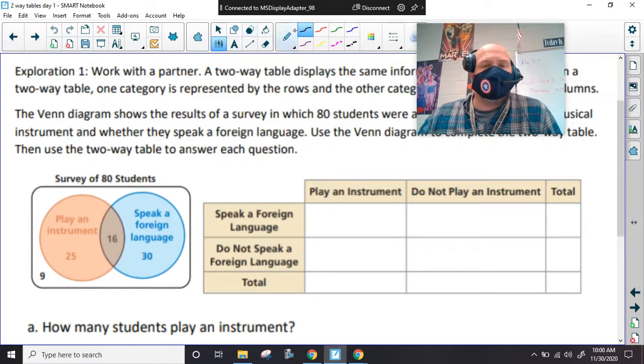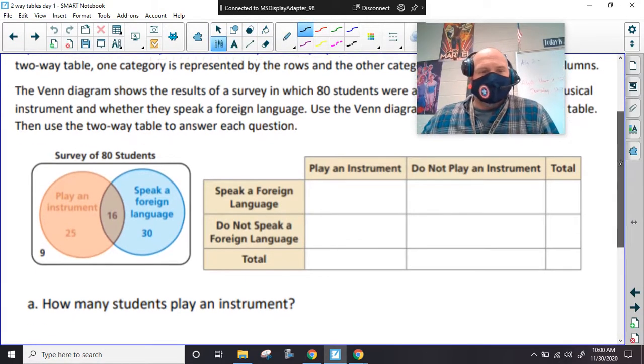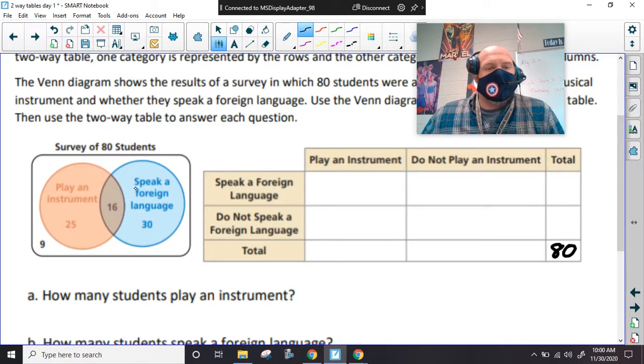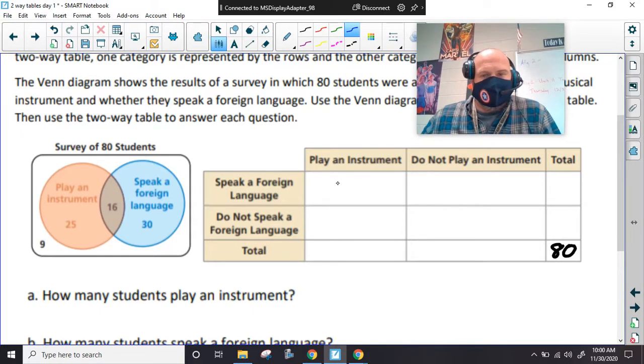All right, so what we're going to do is take this stuff from this Venn diagram and fill it in. We surveyed 80 students, so we know that the total is going to be 80 right here. The ones that speak a foreign language and don't play an instrument, because this is where it overlaps where they do, would be 30.